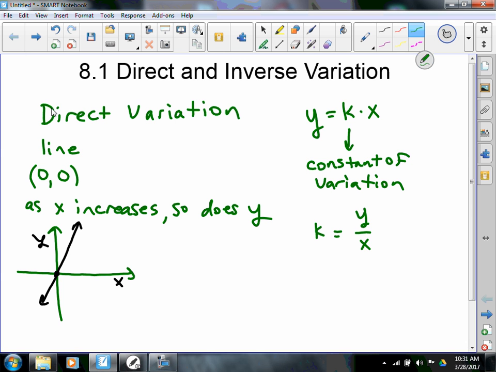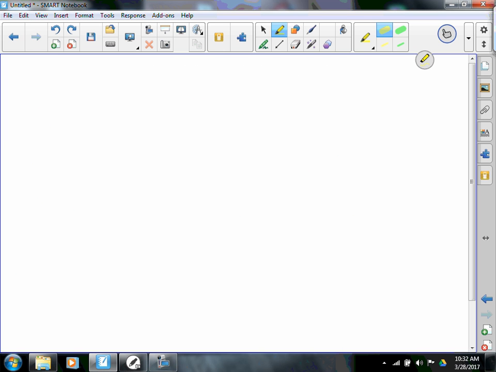So if you want to test to see whether or not a table of values represents a direct variation, you're going to divide the y by the x. And it has to equal the same thing every time for every ordered pair. And also, if you're just looking at an equation, the form has to be like that. So if there's any kind of y-intercept, it's not going to be a direct variation. Okay. So let's go on to inverse variation, and then we'll look at some examples.